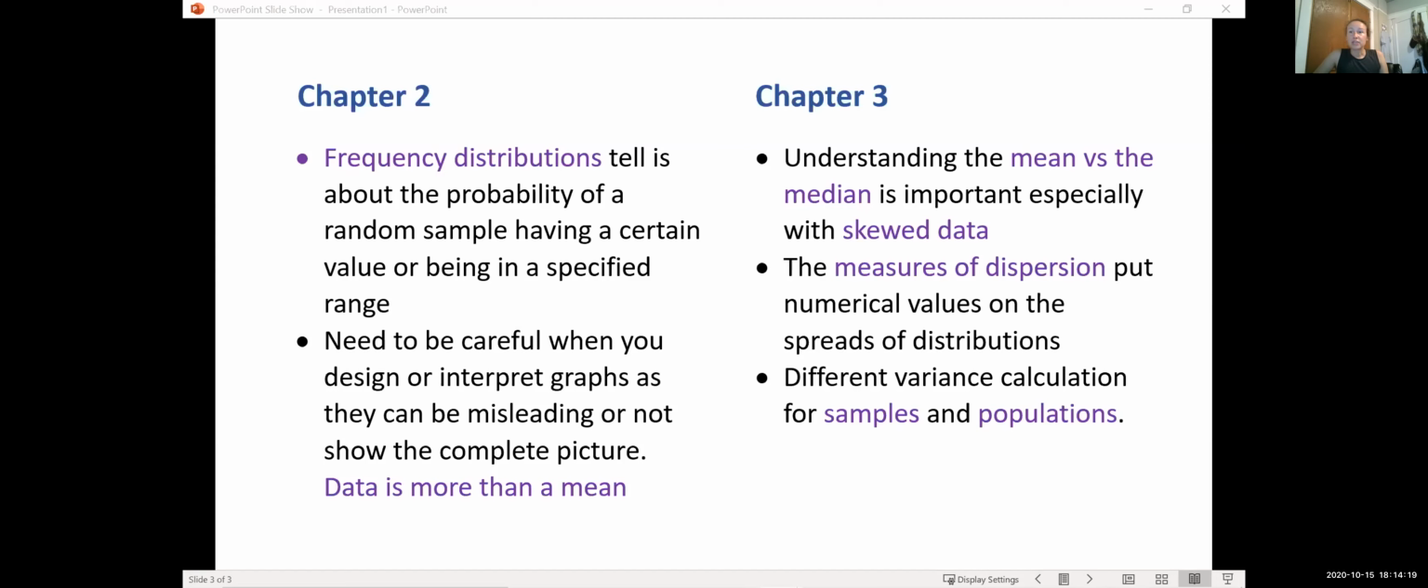In the rest of chapter 2, you want to be able to understand how to read these graphs. And then in 2.3, you want to be able to analyze the graphs, okay? So 2.1 is frequency distributions.